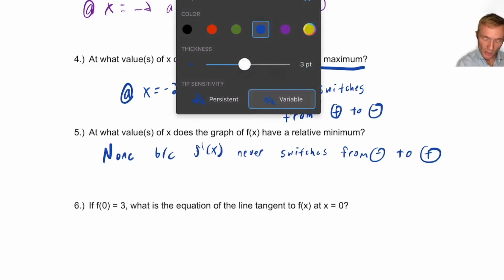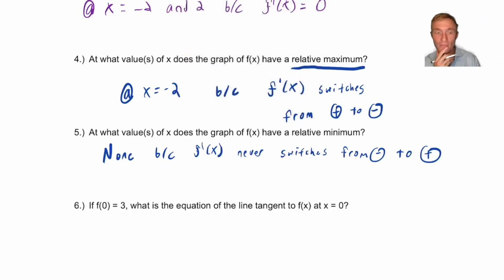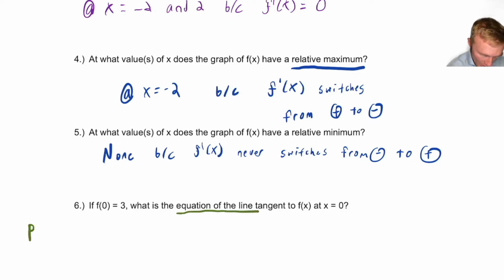Finally, last question, and then we'll get on with what's new for today. It's pretty quick. What is the equation of the line? As soon as I see that, I don't even read the rest of the question. Equation of a line. I need 2 things. I need a point, and I need a slope. And if I can get those 2 things, I'm good to go.